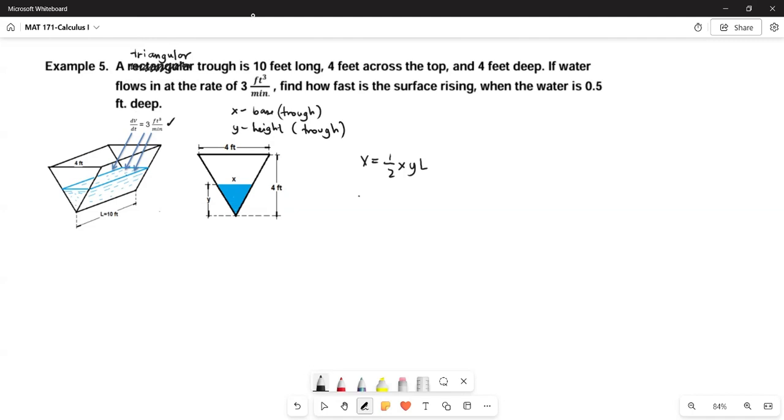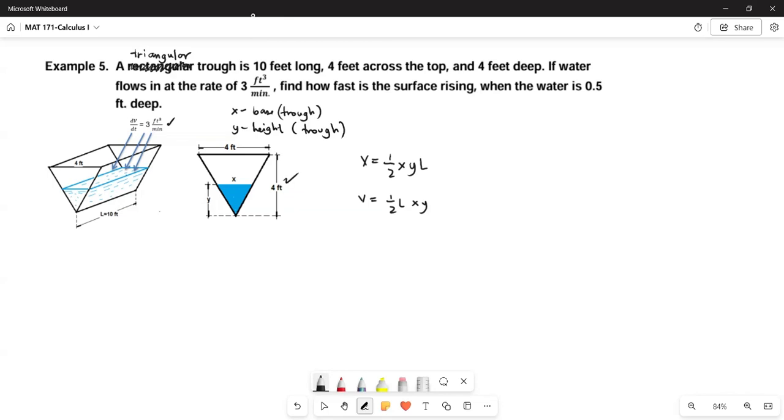So we can rewrite our formula as 1/2 L, which is our constant, times x times y. The next step is to differentiate our working equation, but something is missing. We need to make the variables in our equation uniform. Since we have two different variables, x and y, we need to express one variable in terms of the other. So let's use this triangle.